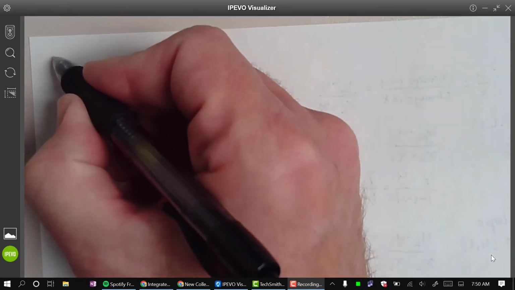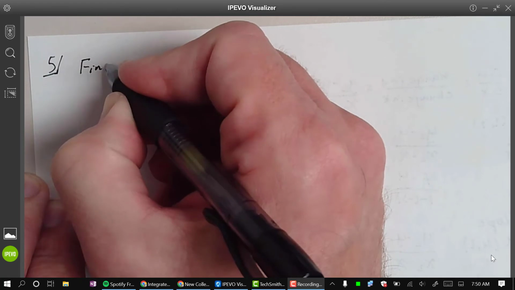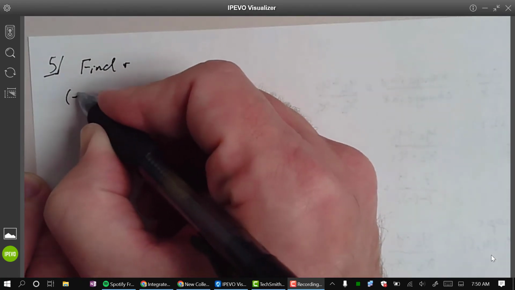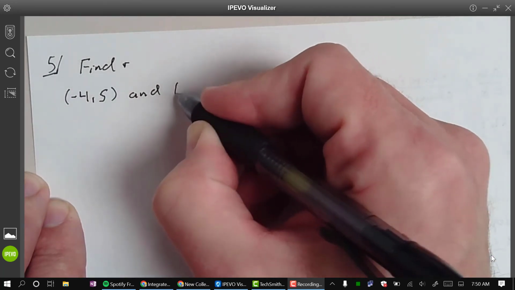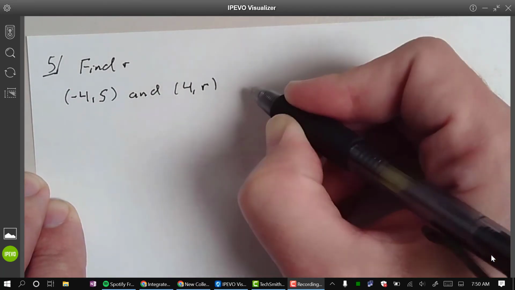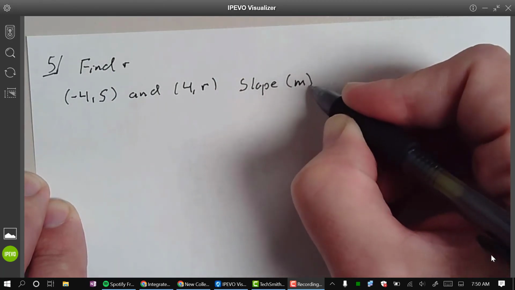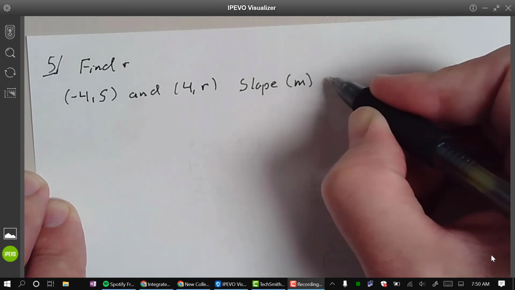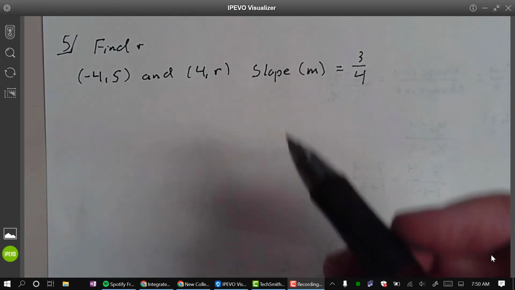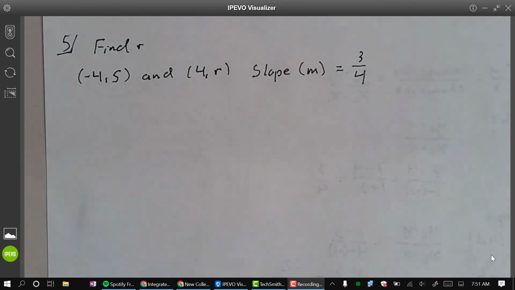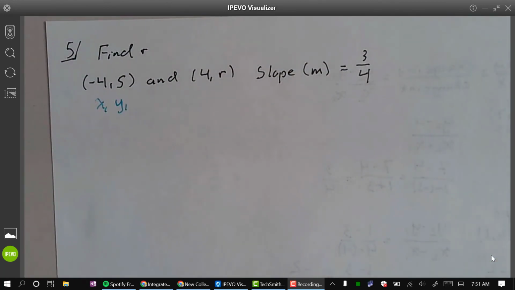So this is problem number 5. So we want to find r. We have -4, 5, and 4r, but this time we have the slope. And we can use the letter m to represent what slope is, and the slope for this problem is 3 over 4. So we want to find one of our points. Normally we're given both of our points, but in this problem they're like, no, we're going to take one of your points away, but we're going to give you the slope instead.